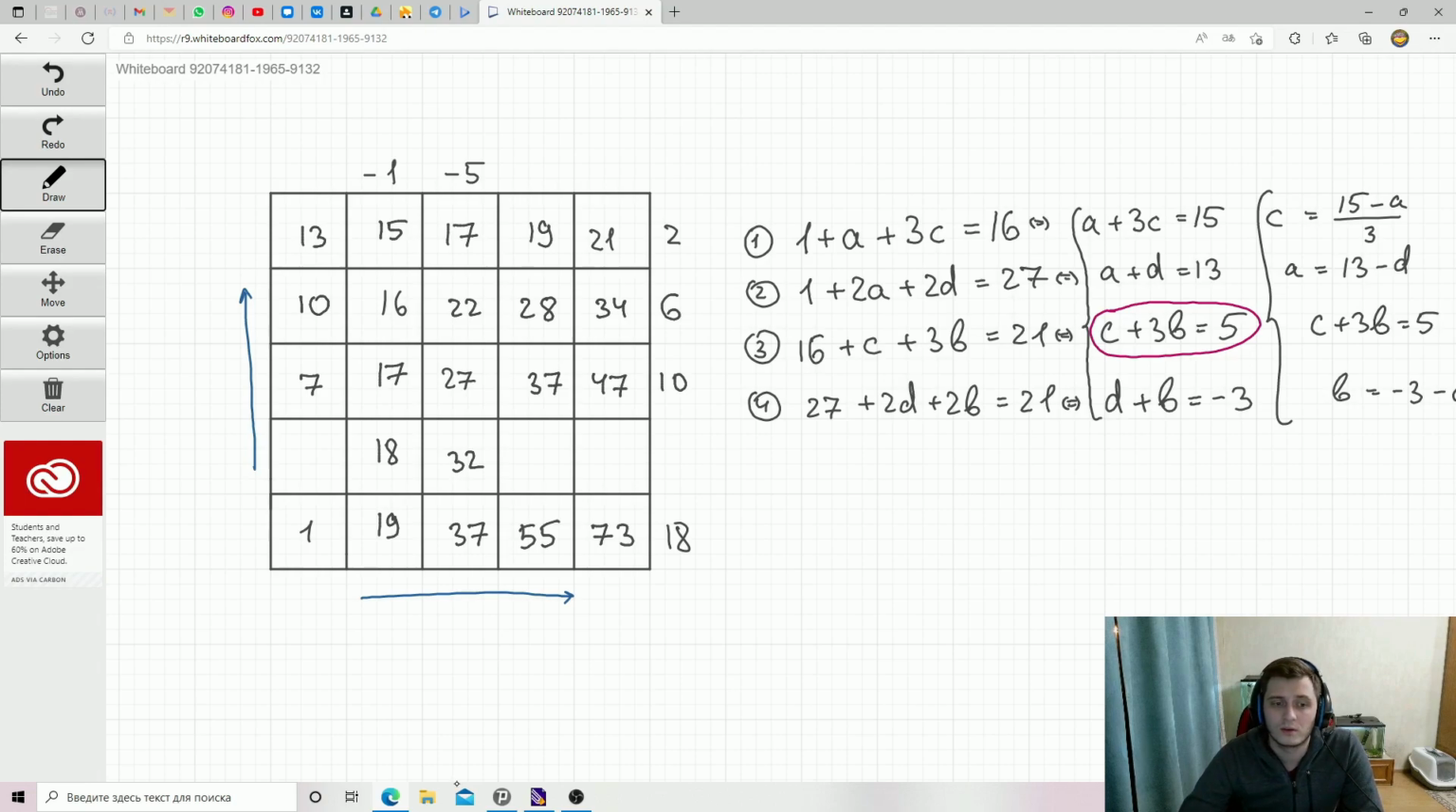Well, in the last remaining line, we have a difference of 32 minus 18, which is 14. That's why there are 4 here. Well, 32 plus 14 is 46, but here 60.